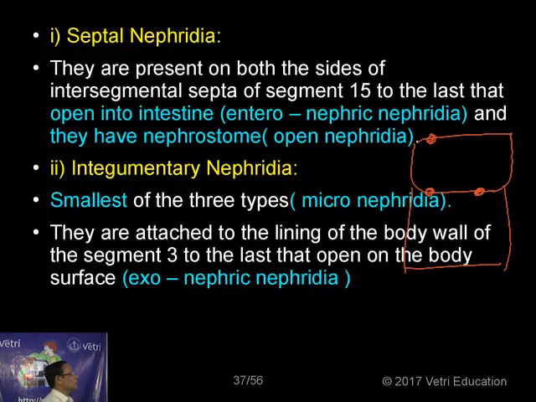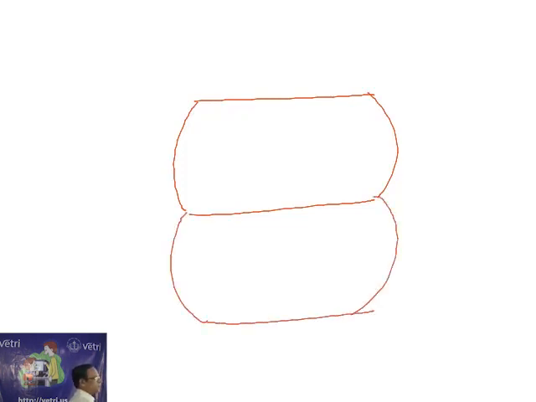Hence they are called enteronephric nephridia. This is a septal nephridium having the nephrostome, and it opens into the intestine. Since they open into the intestine, they are called enteronephric, and since they have a nephrostome, they are called open nephridia. I will show that one. Suppose this is a segment. Here we have the nephridium in the intersegmental septa, this is the septum, and they have the nephrostome, the mouth, which is then connected to the intestine.